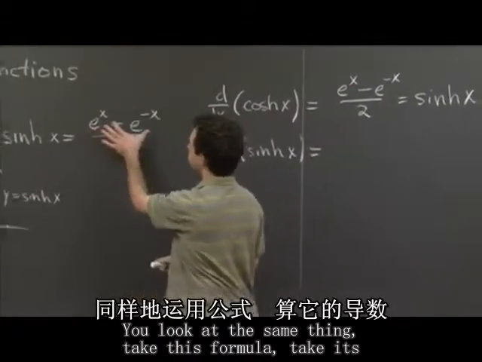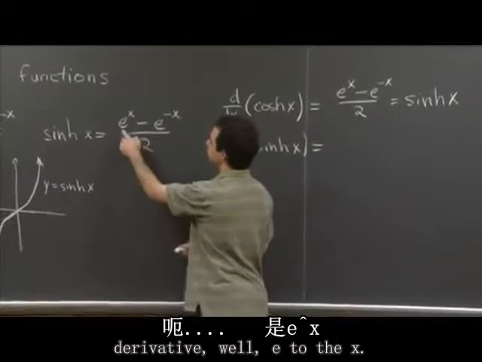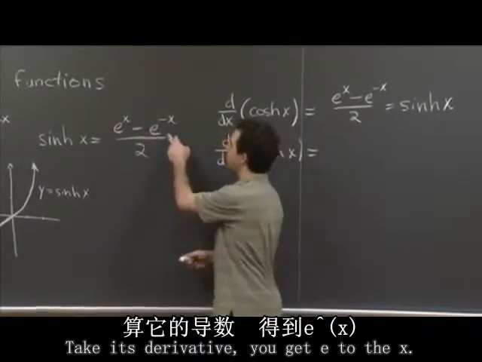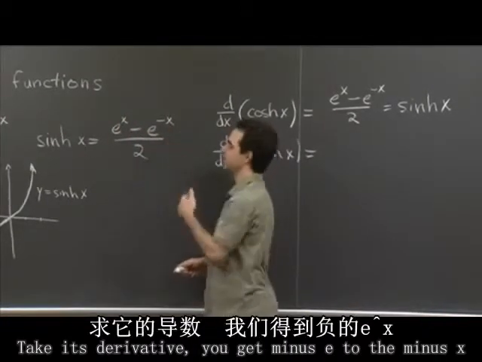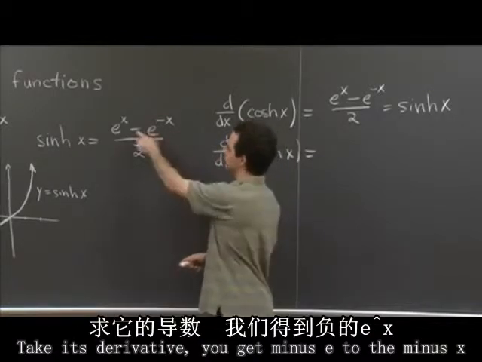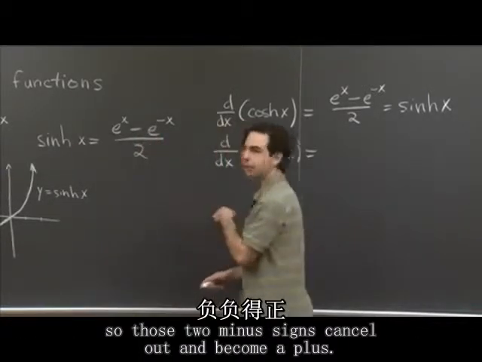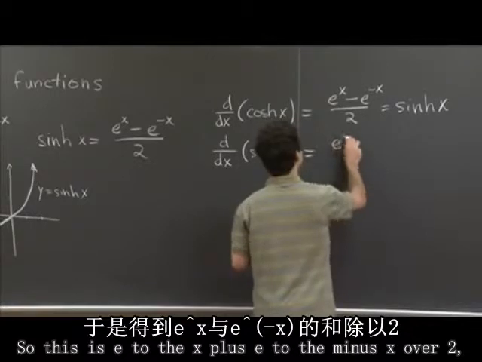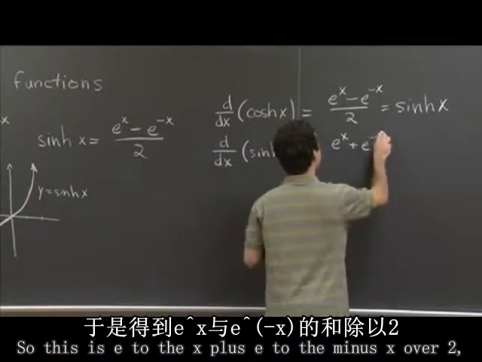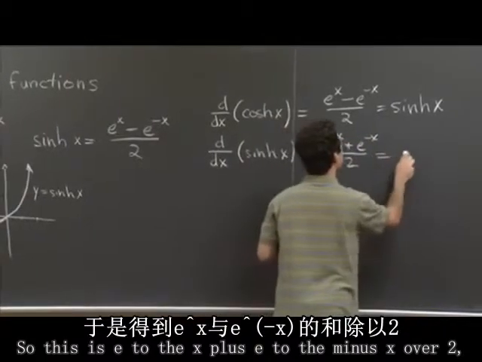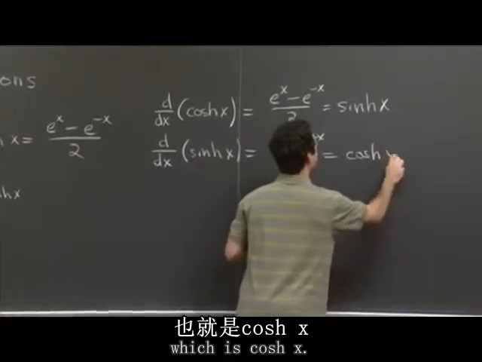Take this formula, take its derivative. Well, e to the x, take its derivative, you get e to the x. E to the minus x, take its derivative, you get minus e to the minus x. So those two minus signs cancel out and become a plus. So this is (e to the x plus e to the minus x) over 2, which is cosh x.